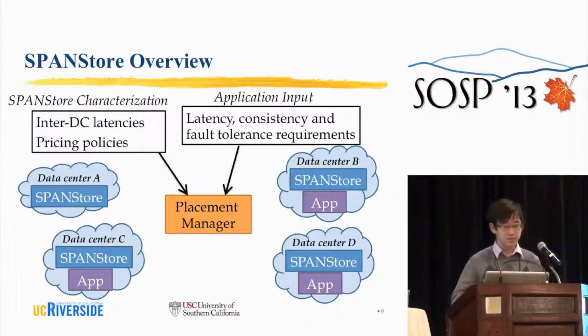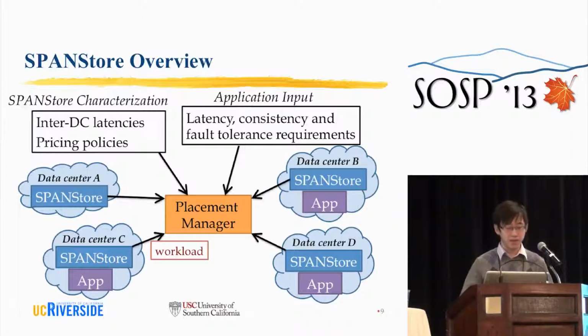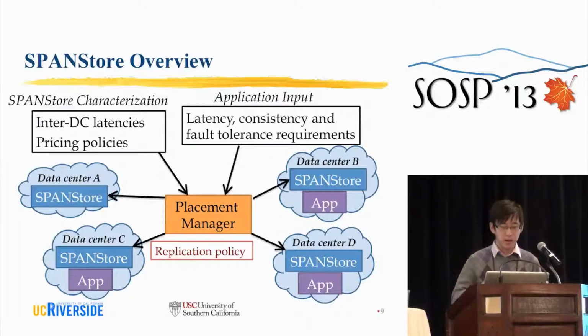In addition to static input, there is also a dynamic input. The placement manager needs to gather the workload information from all SPANStore instances. By jointly considering all this information, the placement manager judiciously determines the cost-effective replication policy, and then sends the replication policy back to all the SPANStore instances. So now the question is, how can the placement manager find the optimal replication policy?